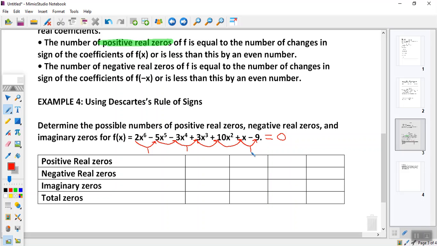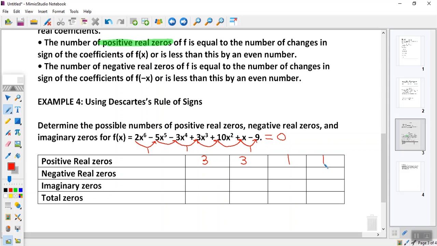Here's what I'm going to do. This table, I know how this table is set up, and I want to show it to you right here. So the number of possible, put a 3 here and a 3 here. Okay? It's possible that there's 3 positive real roots here, according to this rule. Okay? Now, it said it can be less than by an even number. So what's 3 minus 2? It would be 1. So guys, this either has 3 positive real zeros or 1 positive real zero. Okay, so write those down. And I'm going to use that to finish the chart.